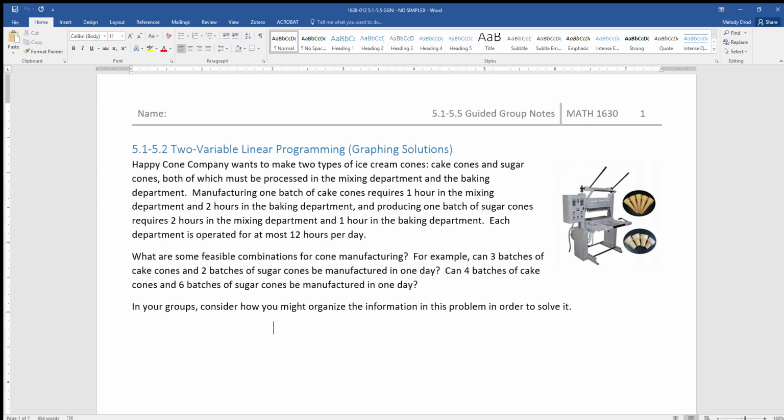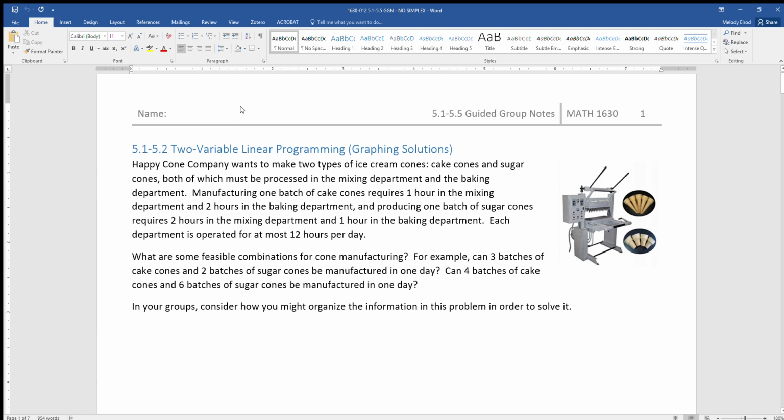Our goal: produce the ice cream cones, but we have these constraints. We need such and such time to do that in each of these departments, and we have a maximum of 12 hours in the baking department, 12 hours in the mixing department that we can do that. So then the question becomes, what are some feasible combinations for cone manufacturing? For example, could we produce 3 batches of cake cones and 2 batches of sugar cones in a single day? Could we produce 4 batches of cake cones and 6 batches of sugar cones in a single day? So that kind of becomes our question, like what's possible, right?